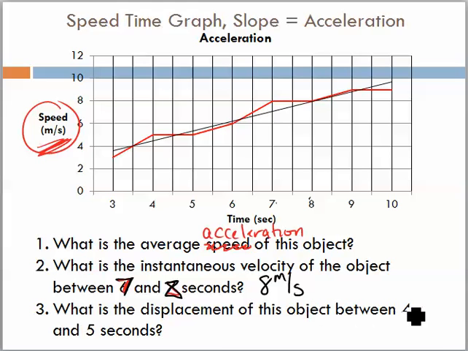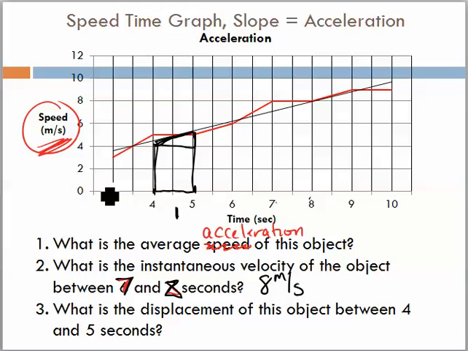It says, what is the displacement of this object between 4 and 5 seconds? Well, that would be between these two time frames. So I'm going to be finding the area underneath the curve there. There's a couple things we can do. I'm going to break this into two triangles, even though it's not exact. It does give me a pretty rough estimate.